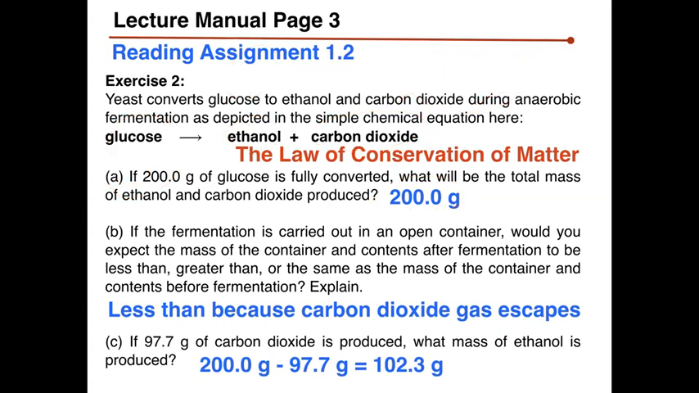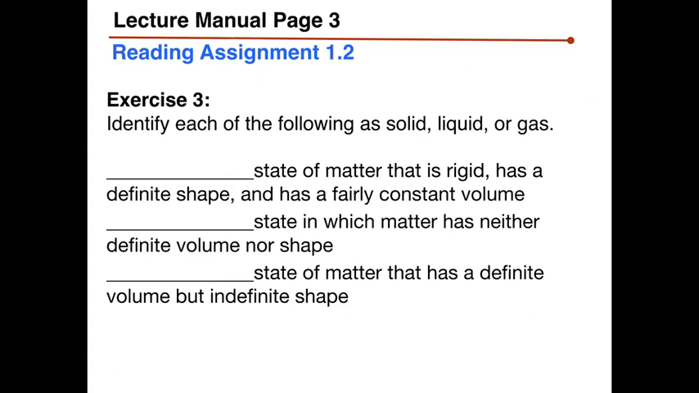Okay, so next, exercise 3. The state of matter that is rigid, has a definite shape and also a fairly constant volume, is solid. The state in which matter has neither definite volume nor shape would be gas. The state of matter that has a definite volume but indefinite shape would be liquid. So liquid would be between solid and gas.